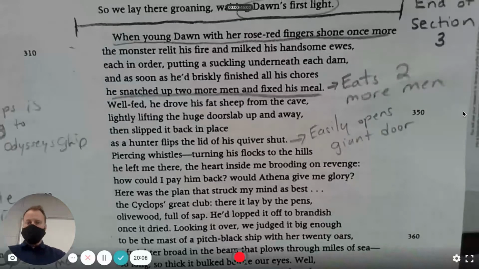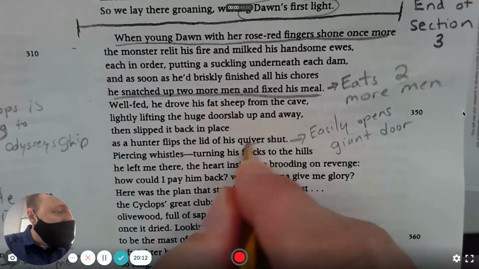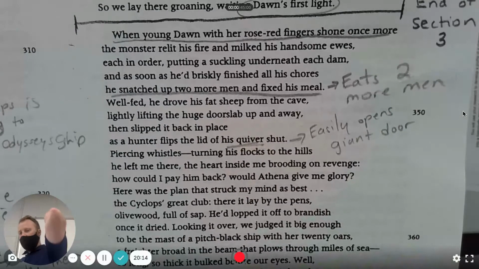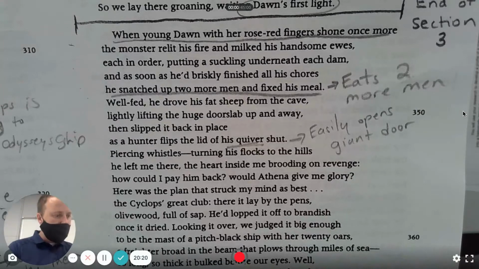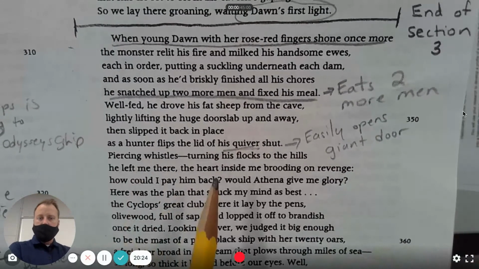Miss Stockdale just asked, do you know what a quiver is? A quiver is something where, like, Robin Hood would have an arrow being held, and he pulls it out, just like flipping the lid open on it. That's how easy it is. Very easy. "Piercing whistles, turning his flock to the hills."